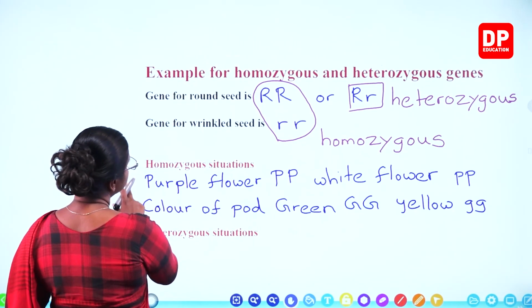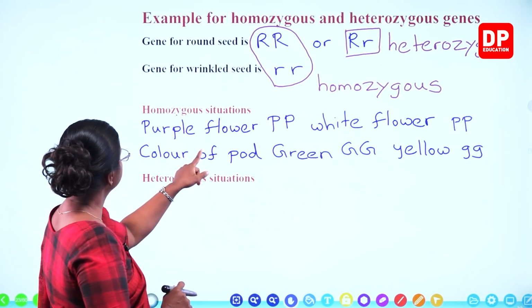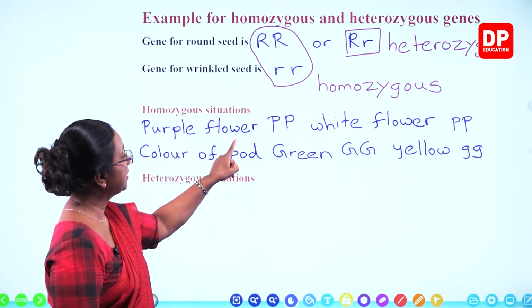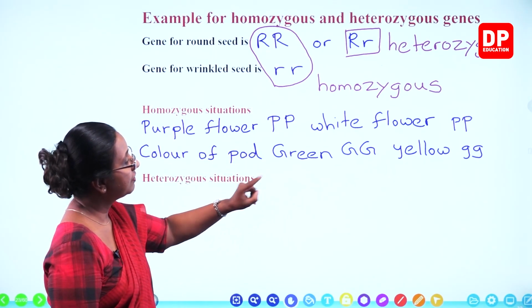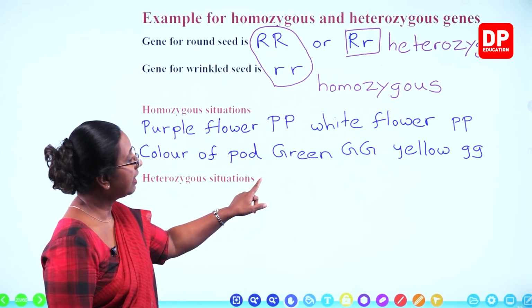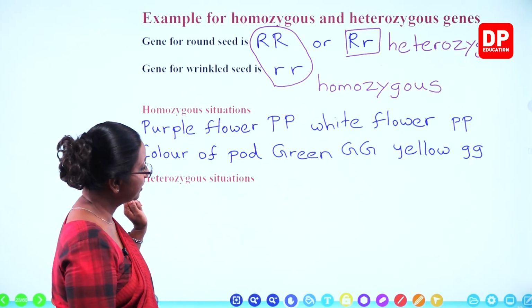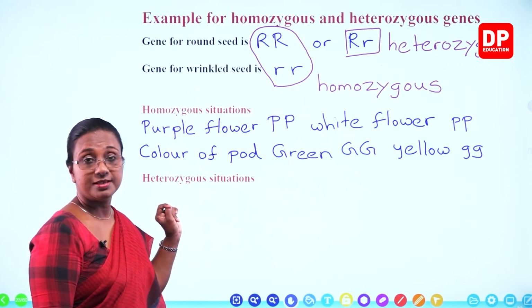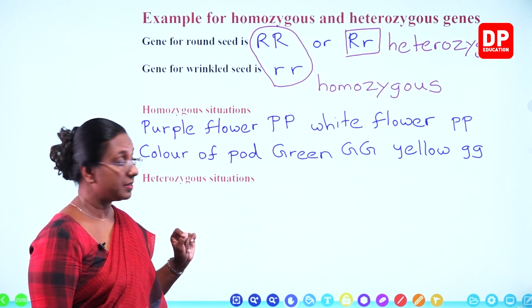So here we are looking at more examples of homozygous situations. Purple flower, capital P, capital P. White flower, small p, small p. Color of pod, green color is dominant, so capital G, capital G. Yellow color pod is recessive, small g, small g.